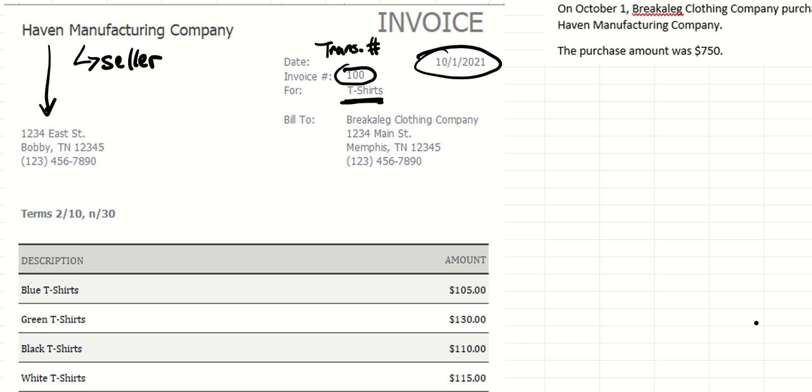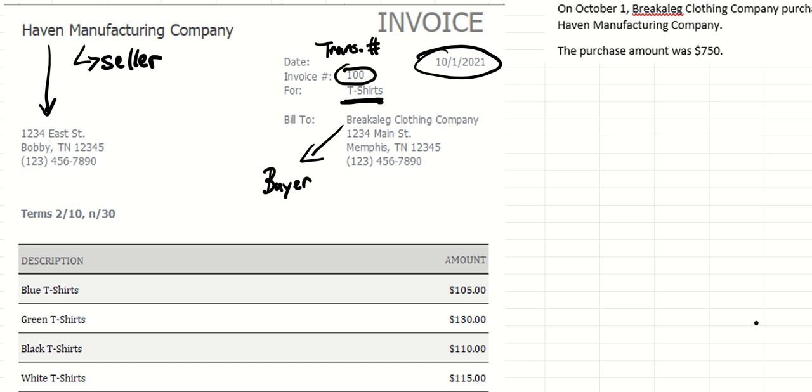So right below it, you see Bill 2. Bill 2 is the Break a Leg Clothing Company. This is the company that is the buyer, which is the company that we're going to focus on when it comes to recording this transaction into their books, because they are the buyer, and this is an example of merchandise purchases. Then you have their contact information followed by the name.